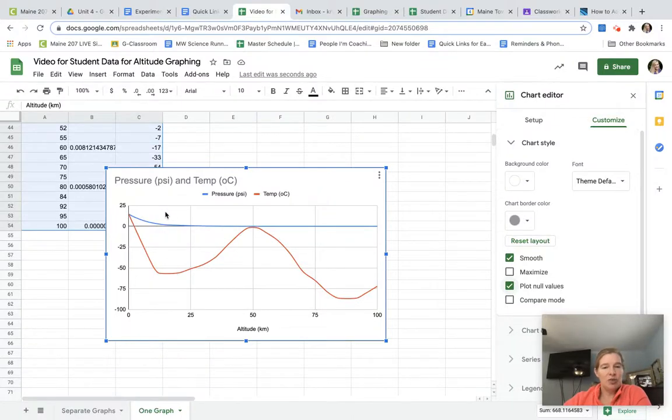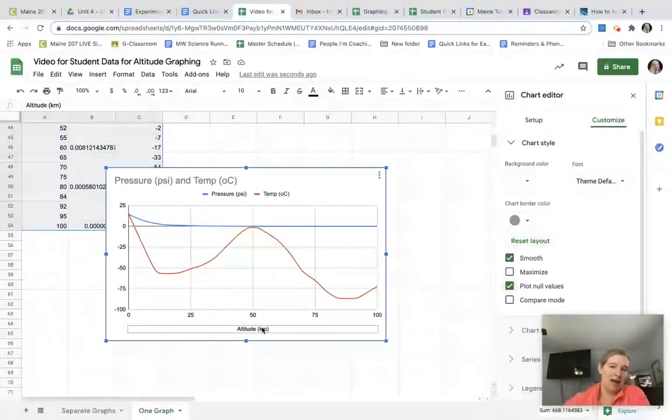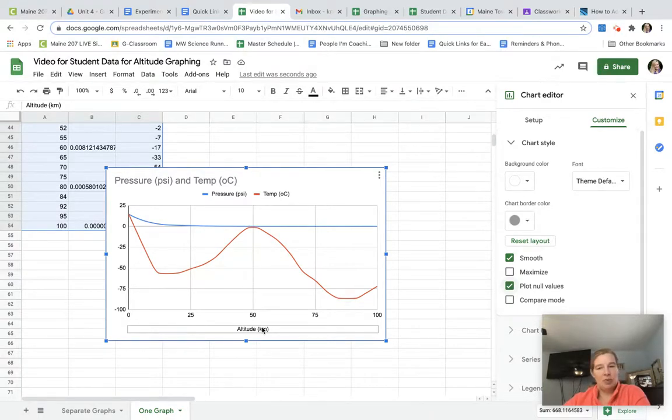So what I actually want to do is have two y-axes on this. Everything was against altitude, so in this case I'm leaving altitude on the x-axis, but I want pressure on one y-axis and temperature on the other y-axis.